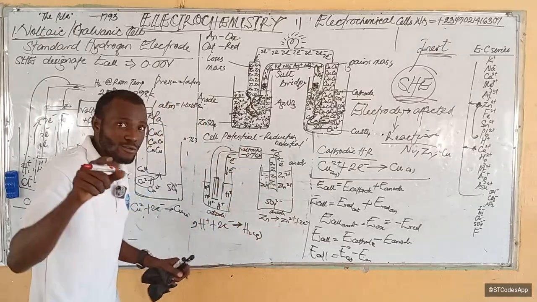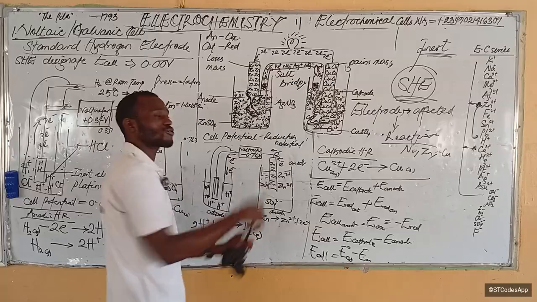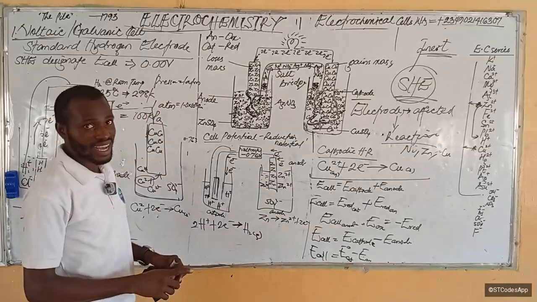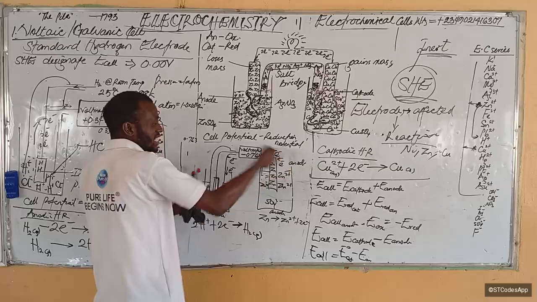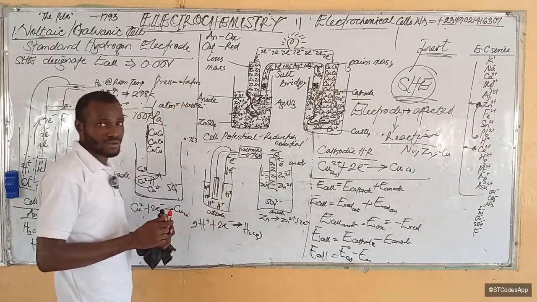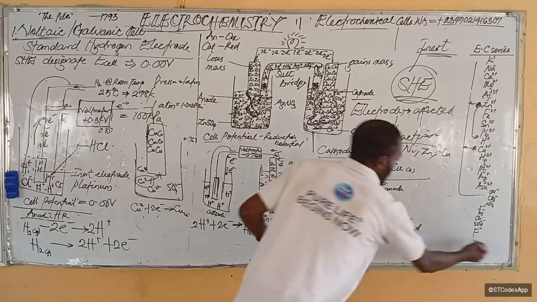So the reason why some values on that table are negative is because they are the ones donating electrons to what? To hydrogen. They are the ones being oxidized. Exactly. So since they are the ones being oxidized, the electrons are moving in this direction, and then the voltmeter is recording a negative value. Is that clear?